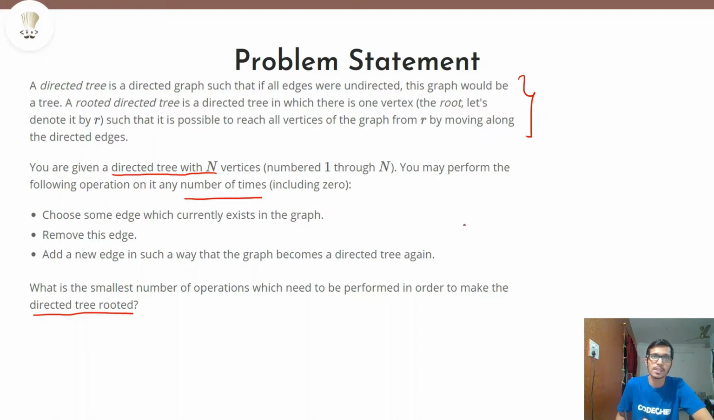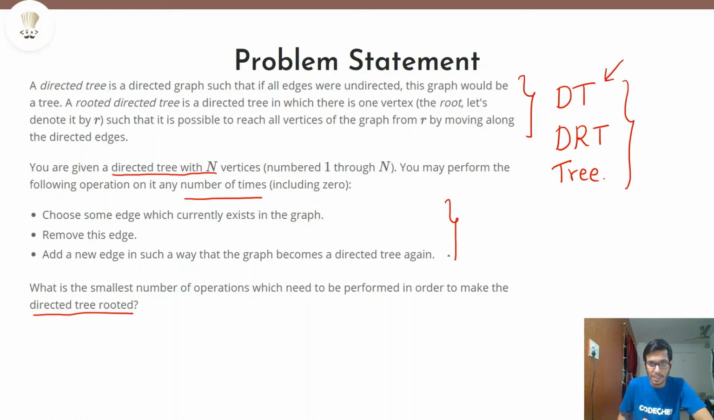The question mentions some terminologies like a directed tree, let's say DT, then a rooted directed tree, let's call it DRT, and also simply just a tree. All these terminologies you should be familiar with before beginning the question. The operation that we have to perform on the given directed tree is as follows. First, we choose some edge in the given graph, then remove this edge and then add a directed edge such that the tree still remains a directed tree.